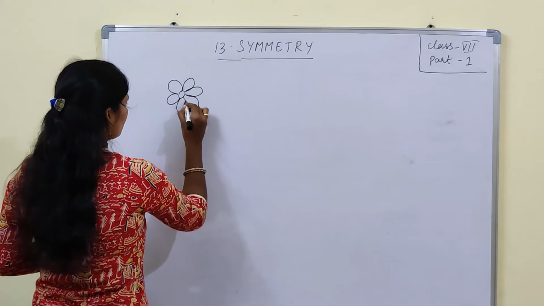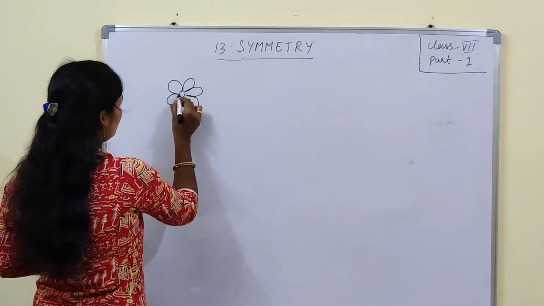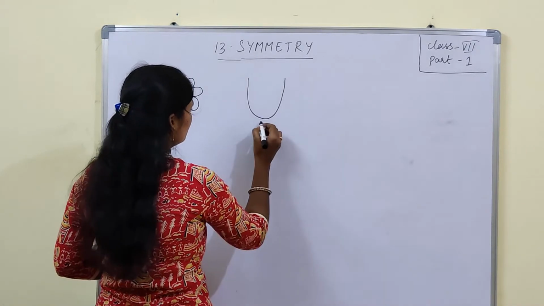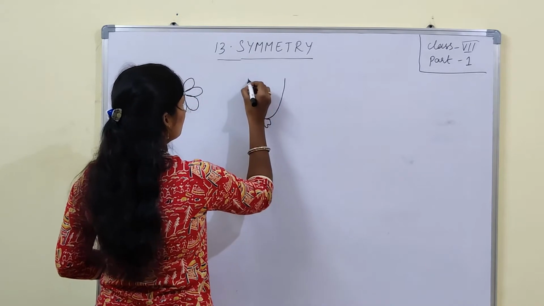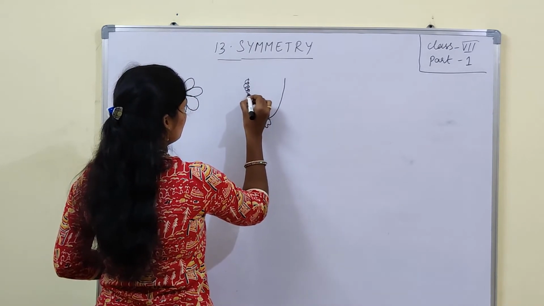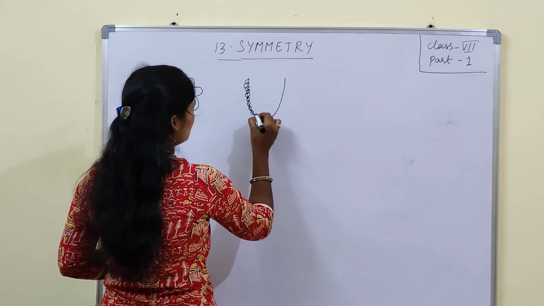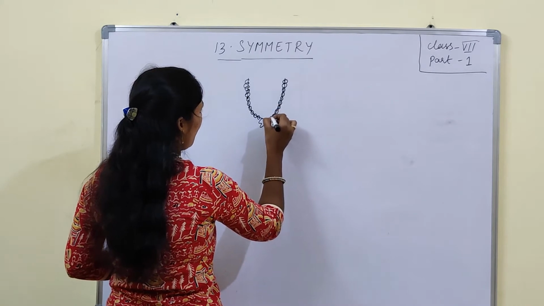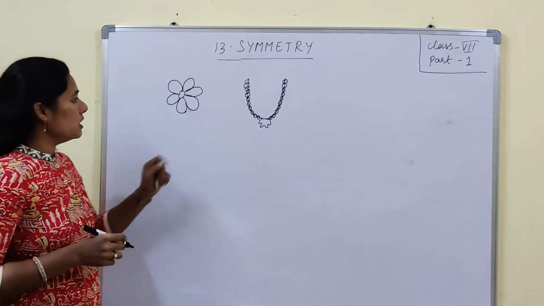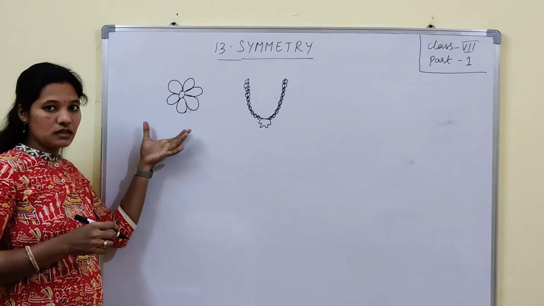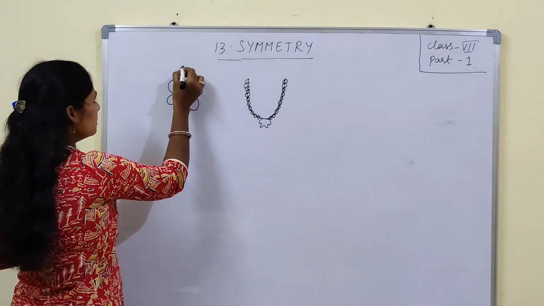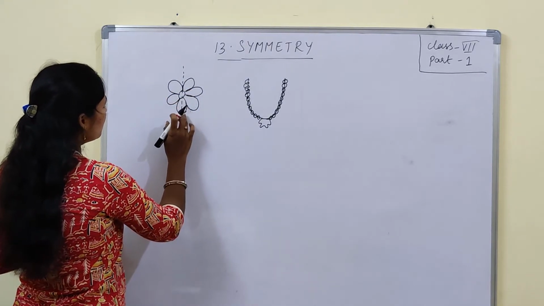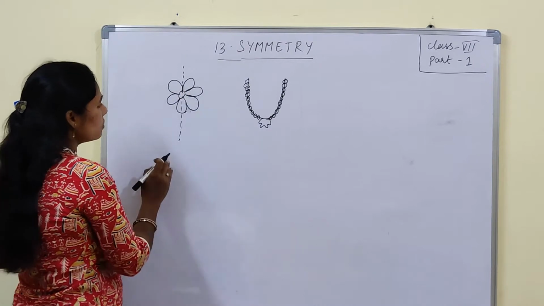So one figure is there, and one more figure, some figure like this. This is nothing but the necklace. Okay. So what do we have by seeing the figure? If you draw a line here, then this part and this part look the same.